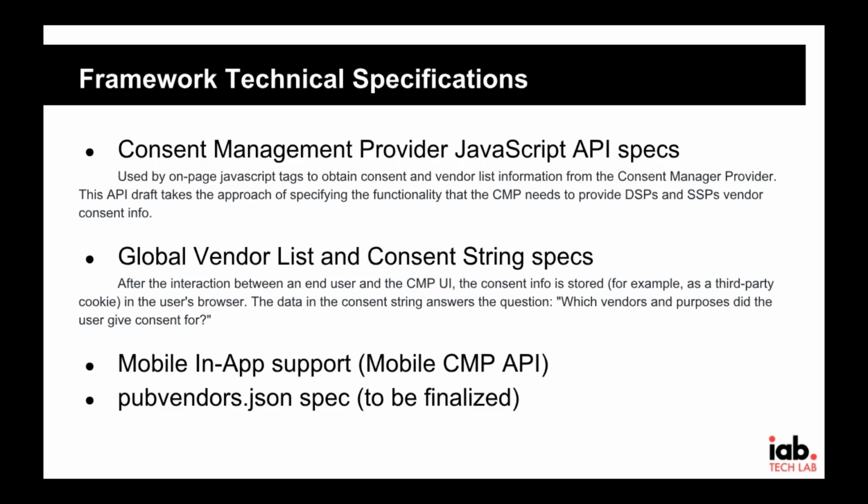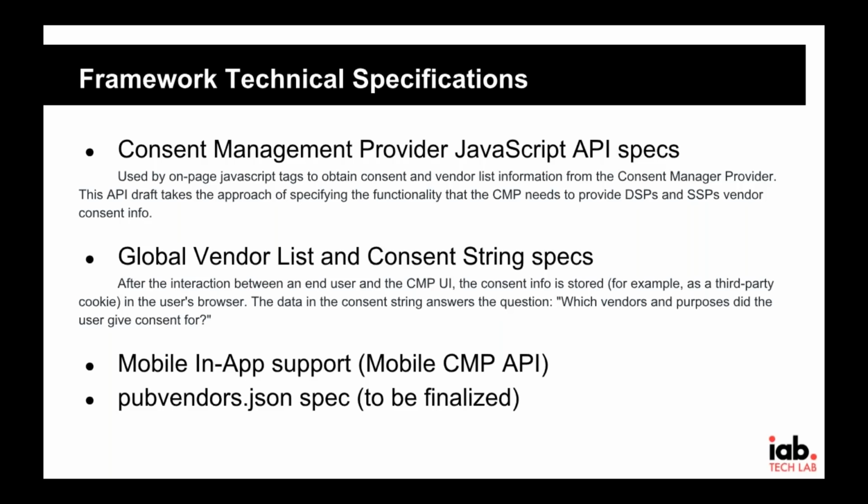There's also a specification for mobile in-app support. So that was released last spring, so that we can support any mobile CMPs. So that specification is also listed in the GitHub repository. The pub vendors JSON specification, as Heinz really cleanly explained to us, is also posted in this repository.